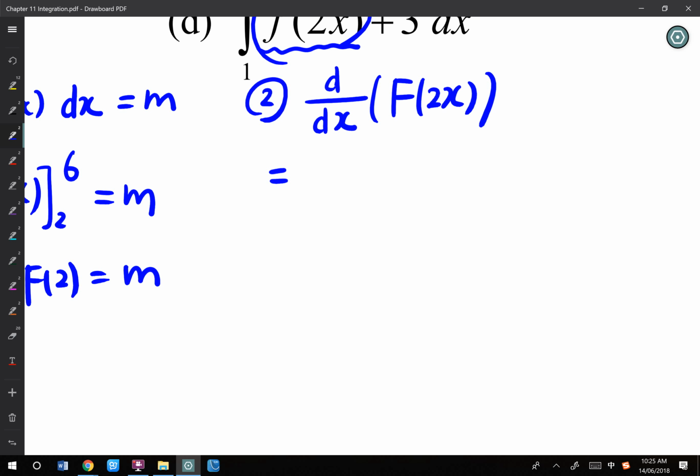What's the derivative of F of g(x)? Well, we should know that. It's g dash x times f dash of g(x). Yeah. So what should the answer be for this one? With the 2, it's 2 f of 2x.